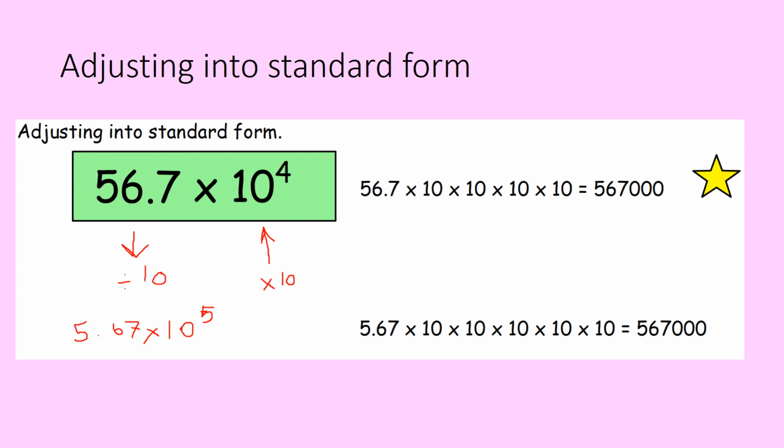Okay, because the number has to stay the same, you've divided by 10 to make the digit 5.67, so you can't just leave it like that. You have to multiply by 10 as well, because the number has to be the same.